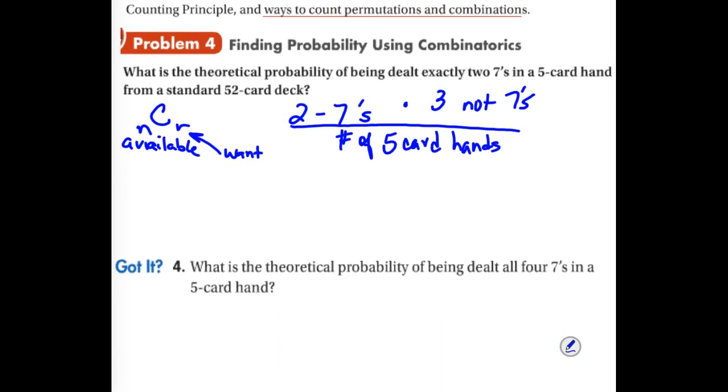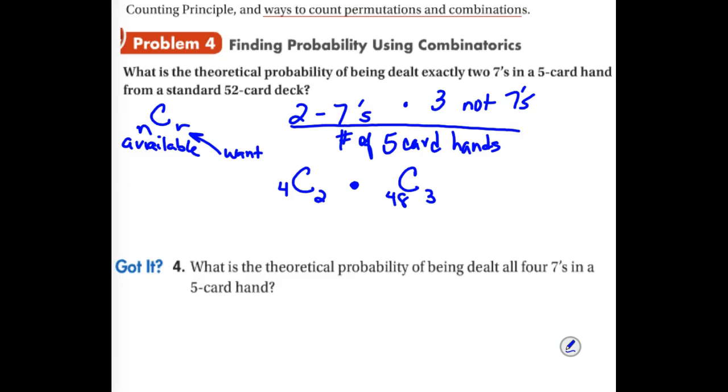So for the sevens, how many sevens are available? 4. How many do I want? 2. Okay, and I need 3 that are not sevens. So for my next one, I want 3 other cards. If there are 4 sevens in my deck, how many cards are in the deck that are not sevens? Does that make sense? So we have 48 cards available that wouldn't be a 7, and I need 3 of those. Does that make sense so far?